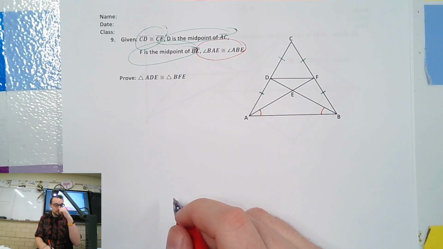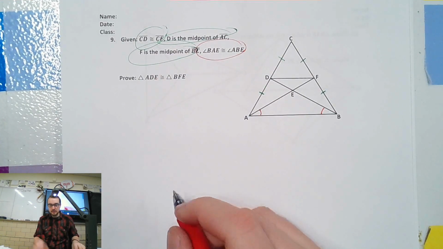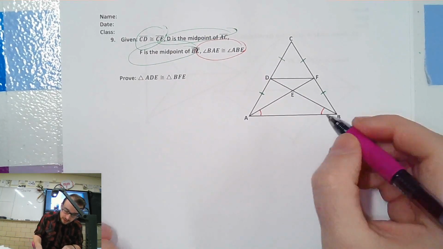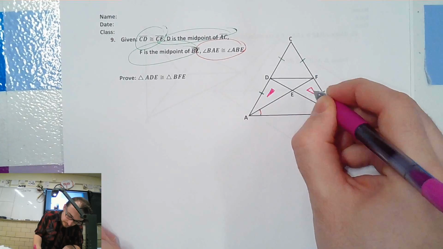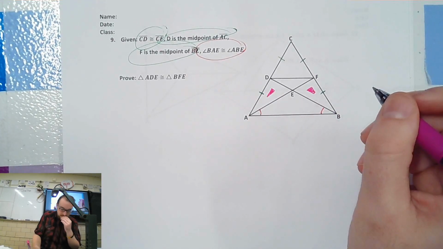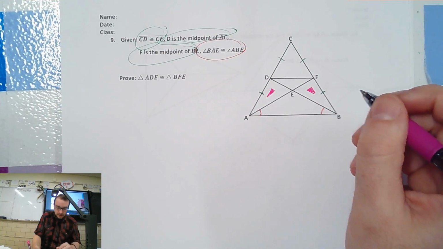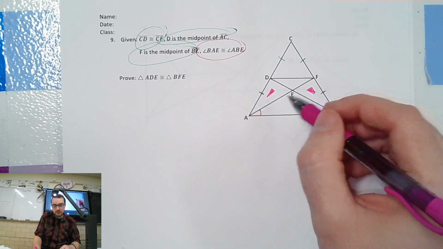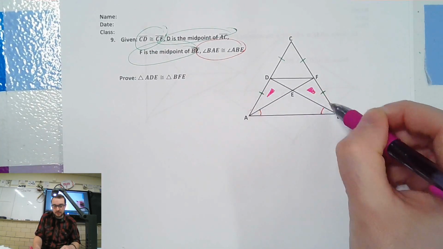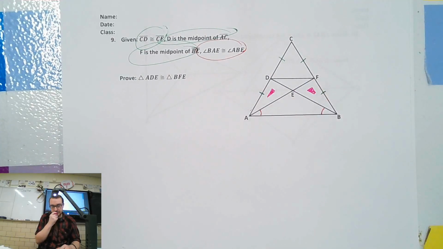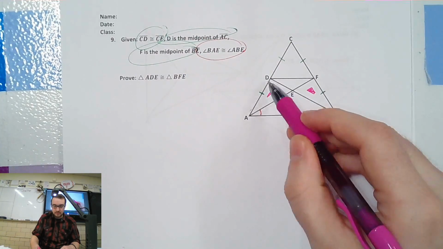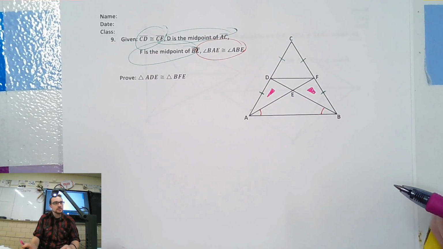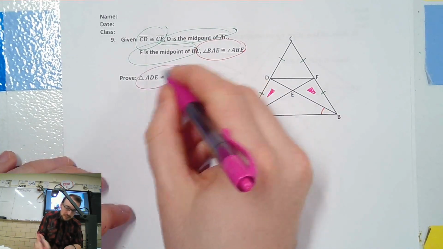Again, lots of alarm bells going off here, right? Prove ADE is congruent to BFE. Lots of triangles. Let's mark which ones we want. We want these two pink triangles. Only 2 in the diagram are provably false. These big guys can be pretty congruent. And these big guys can be pretty congruent. Lots of triangles in this diagram. All right, those are the ones we want.